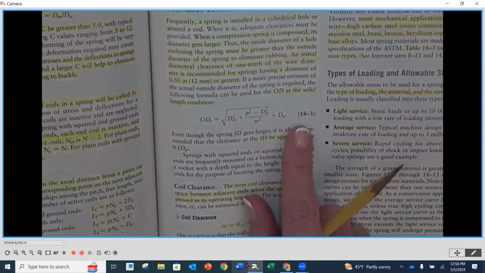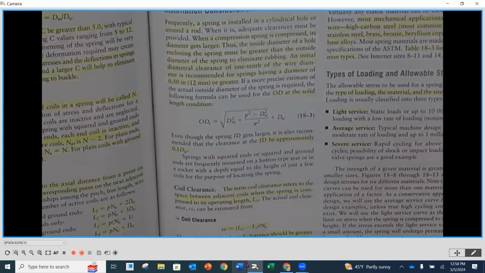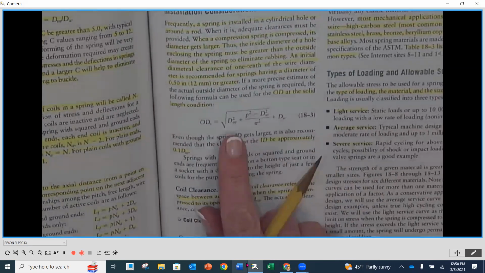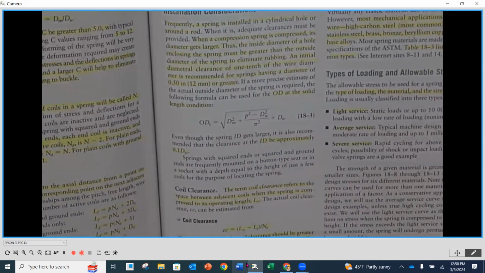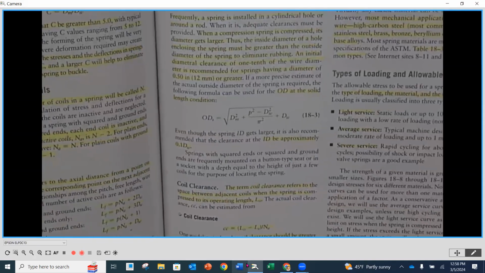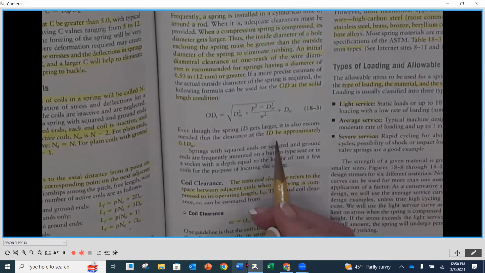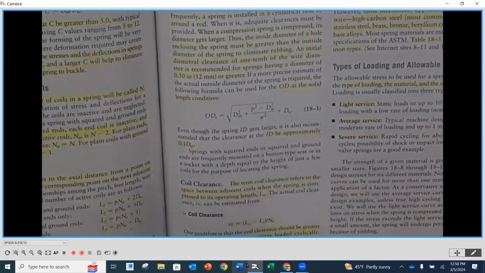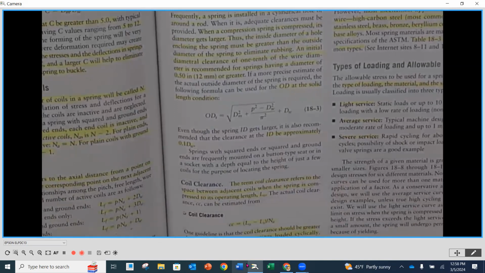So here you're going to see 18.3. Again, there'll be an opportunity for you to use this equation, but it really comes out about 1/10 larger. But more accurately, this is a way to calculate it. And then the ID would be exactly the same, about 1/10 or 0.1 times that wire diameter. We would make it larger.